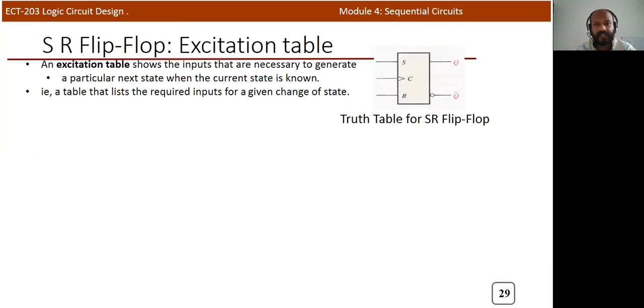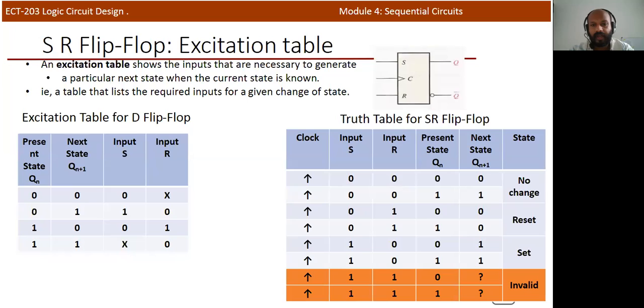Now we can discuss the excitation table of the SR flip-flop. The SR flip-flop truth table we already discussed. By using this truth table, I can write the excitation table. The excitation table shows the inputs that are necessary to generate a particular state when the current state is known. It means if you know the present state and next state, we need to find out what should be the inputs. So for example, we know the Qn and Qn plus 1 state, and we need to identify what are the inputs for this particular state change.